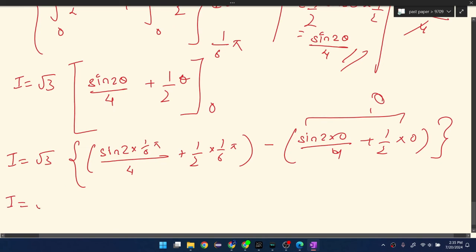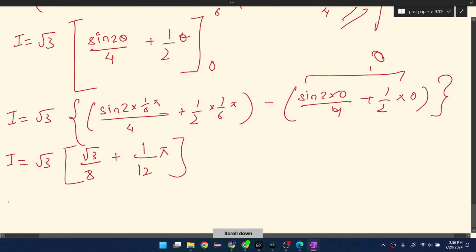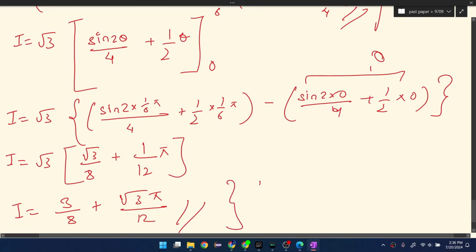So I is equal to √3 times sin 2 times π/6, which is sin π/3. That's going to be √3/2. So it's going to be 3/8 plus √3π/12. So our exact value of I is 3/8 plus √3π/12, because exact value means surd form.